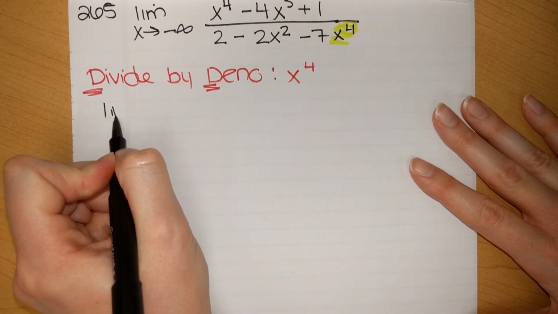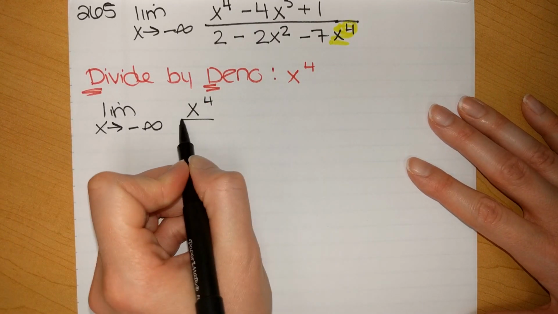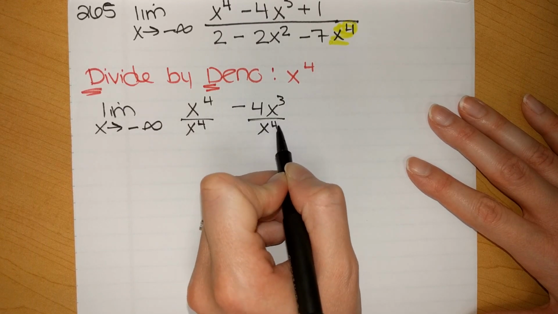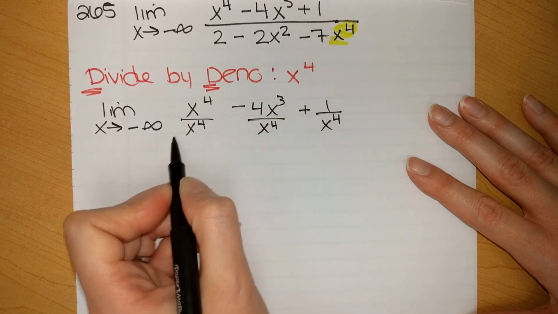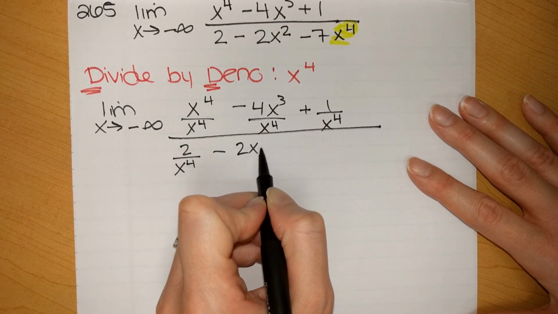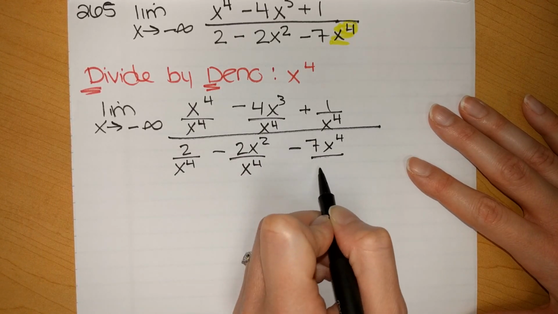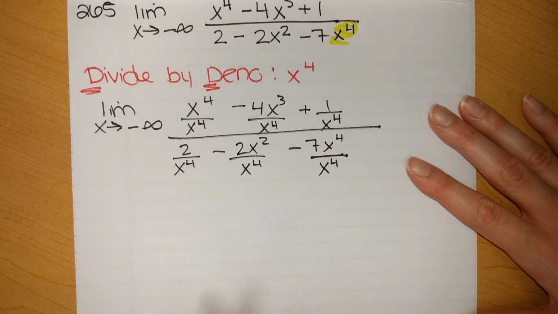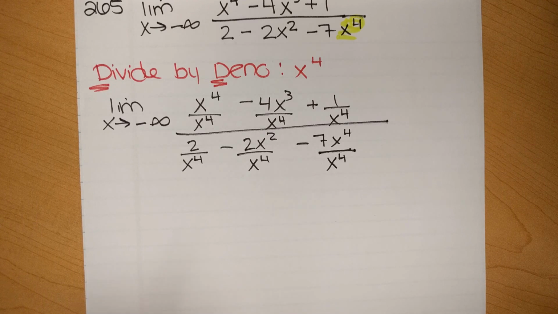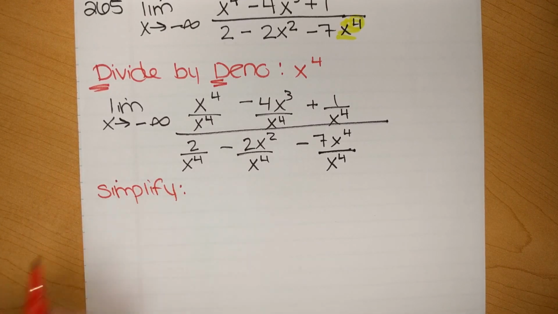All right, so let's write that down, get some clarity hopefully as far as what we're working with here. So we have x to the fourth over x to the fourth minus 4x cubed over x to the fourth plus 1 over x to the fourth over 2 over x to the fourth minus 2x squared over x to the fourth minus 7x to the fourth over x to the fourth. And yes, it is a lot of writing, but it is worth it because after we simplify, we're going to have a little bit more clarity as far as what the situation is.